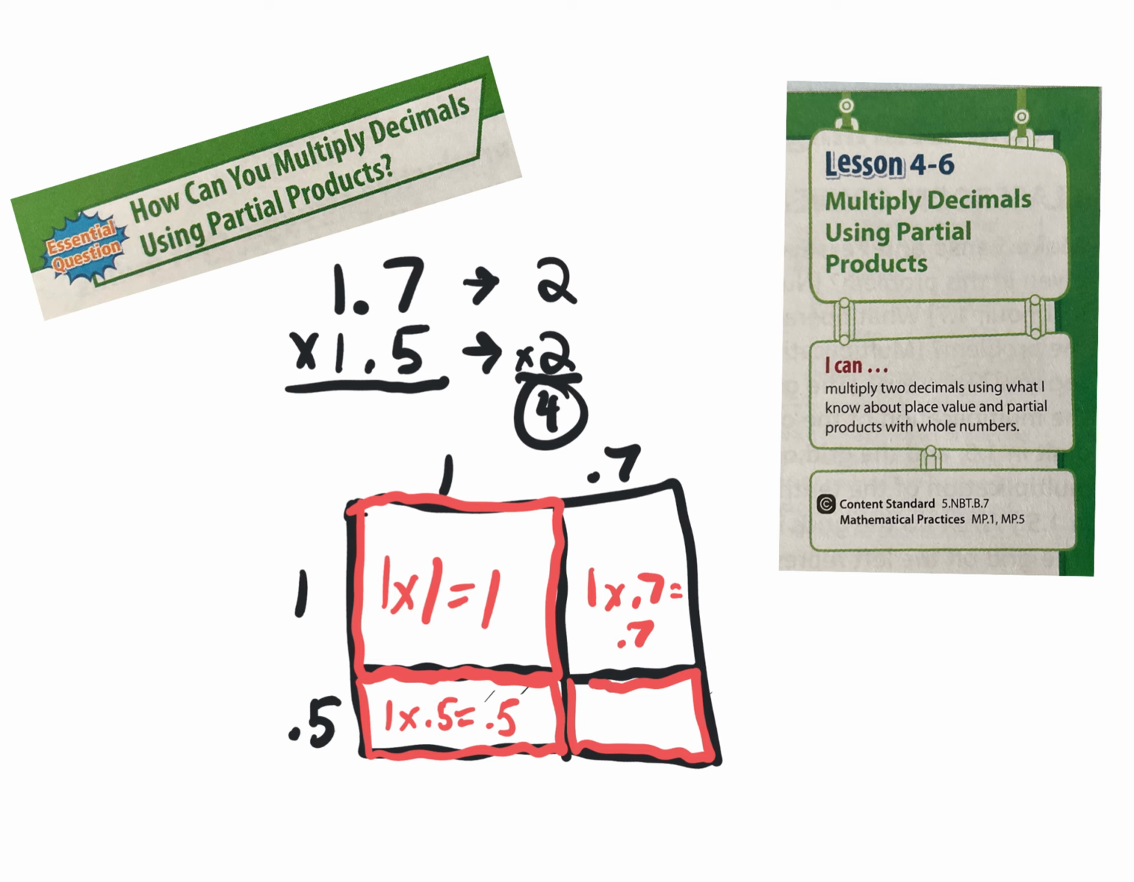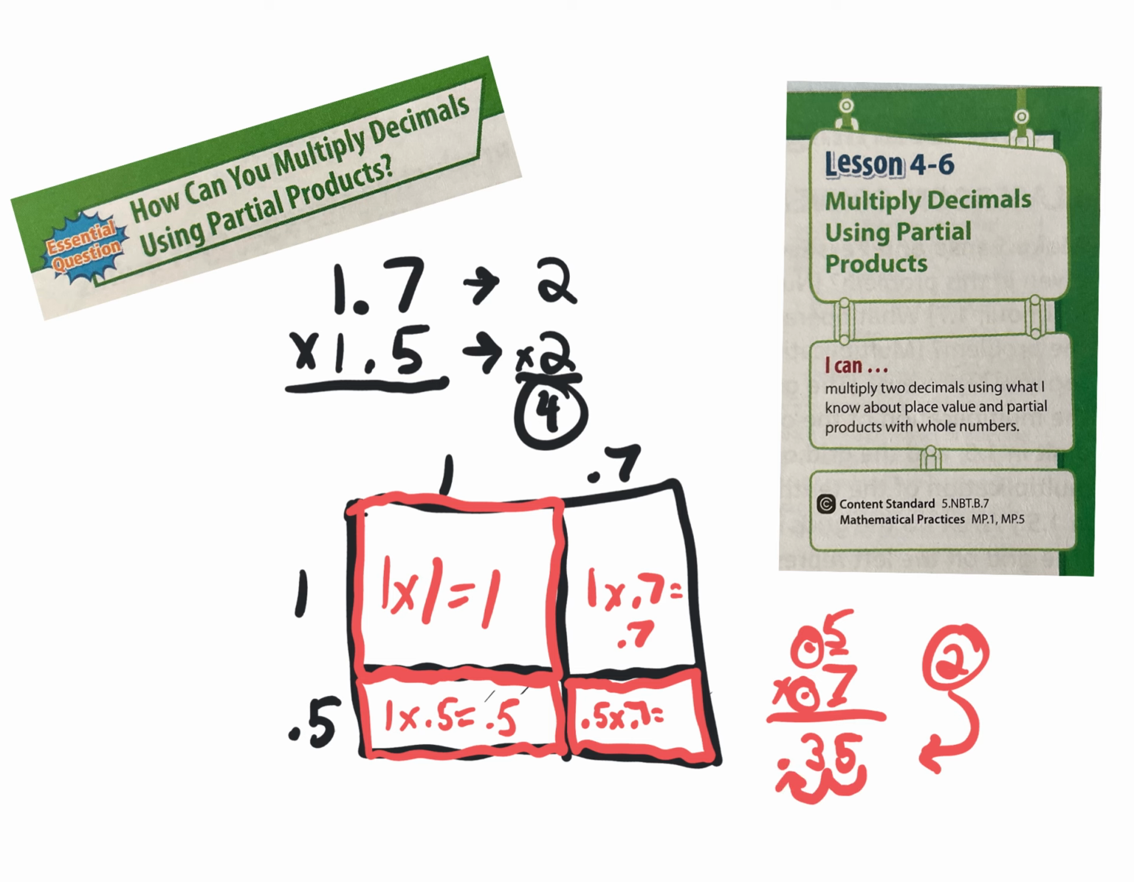And this box here is going to be 5/10 times 7/10, which is, we have our decimal points. We're going to count 1 and 1, so that's 2 total decimal spots. We do 7 times 5, which is 35, and we move our decimal point 2 times, 1 and 2.